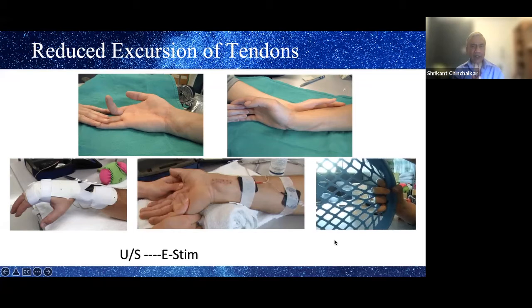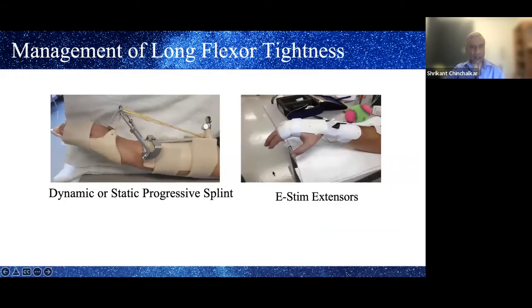However, having looked at some of our failures requiring lengthier rehabilitation programs following this management, we are focusing on how we can prevent this from happening in our future cases. So often patients will have long flexor tendon tightness. We had to provide these patients with dynamic or static progressive extension splinting.